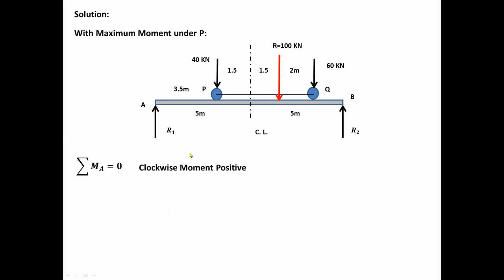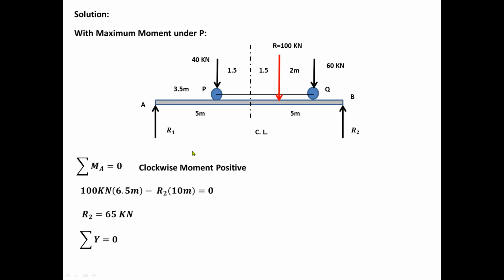And then let us assume that clockwise moment is positive. So this is going to be our equation because ang ating resultant force na 100 kilonewtons ay may layo na 6.5 meters from point A at ang ating R sub 2 ay may layo naman na 10 meters from point A. Then we can now calculate for the reaction of R sub 2. R sub 2 is equal to 65 kilonewtons.